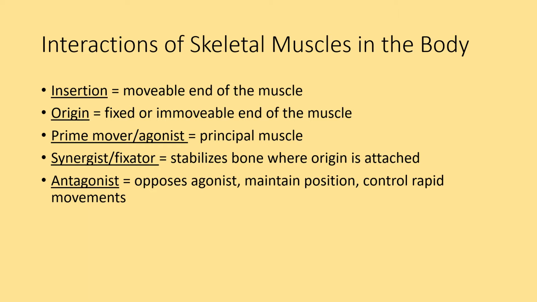The prime mover, which is also known as the agonist, is the principal, the main muscle that's causing the particular movement you're looking at. The synergist or fixator is a muscle that helps to stabilize the bone where the origin is attached. So it's not causing the main movement, but whenever you have a movement, say you're moving your arm, you've got the movement of the bone because muscles are attached to it. There's going to be that main principal muscle, the prime mover, but then you're going to have other muscles surrounding that or helping to assist it.